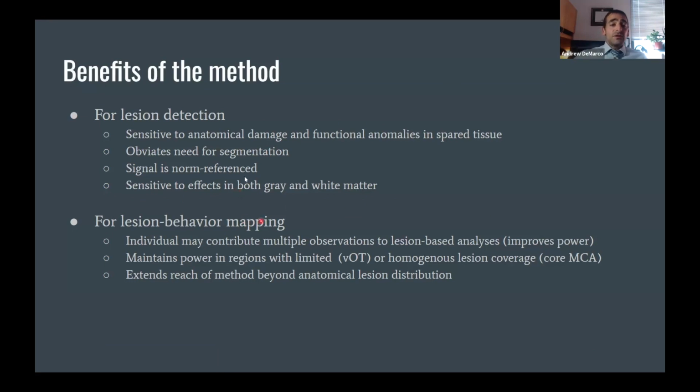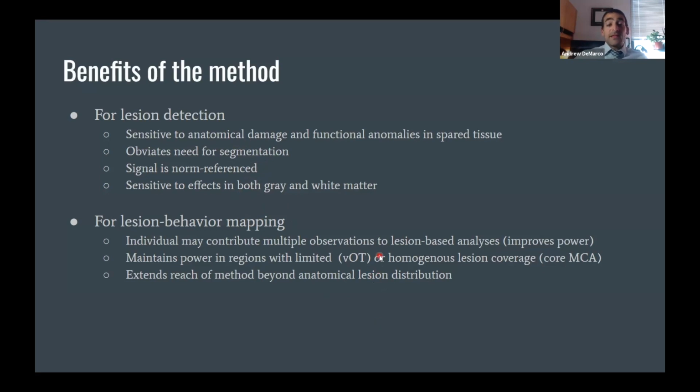So for lesion detection, we're able to have sensitivity not just to the anatomical damage, but also to functional changes outside of the tissue, outside of the lesion and spared tissue. We didn't need to segment those lesions for the functional lesion symptom mapping. It's norm referenced. It seems to be sensitive to changes in gray matter and white matter voxels.